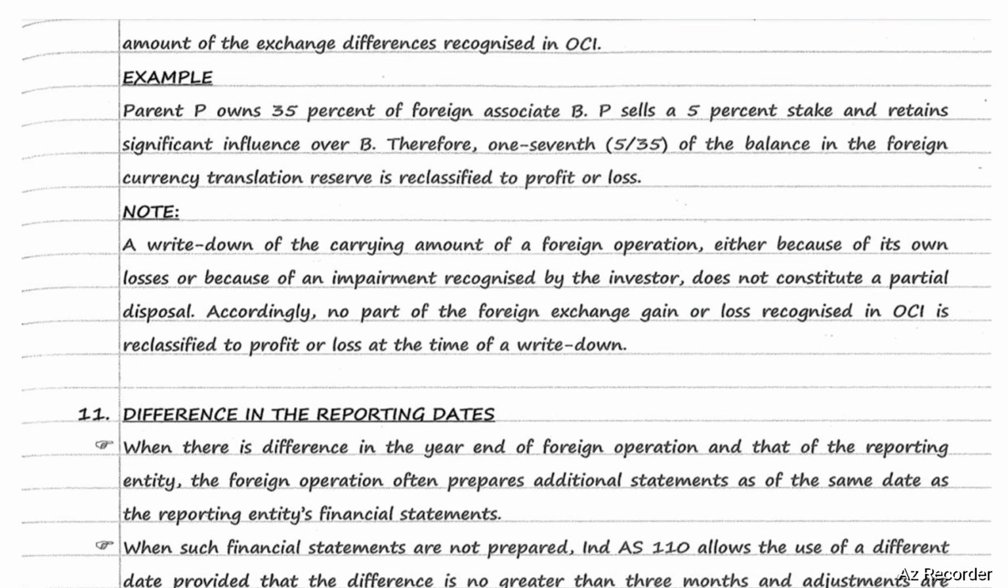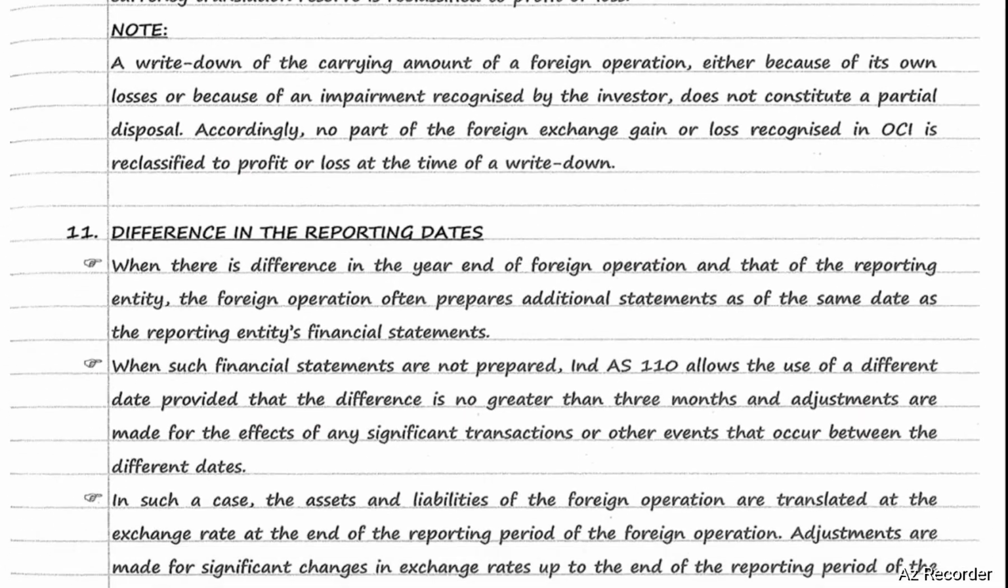A write-down of the carrying amount of the foreign operation, either because of its own losses or because of an impairment recognized by the investor, does not constitute a partial disposal. Accordingly, no part of the foreign exchange gain or loss recognized in OCI is reclassified to P&L at the time of write-down.